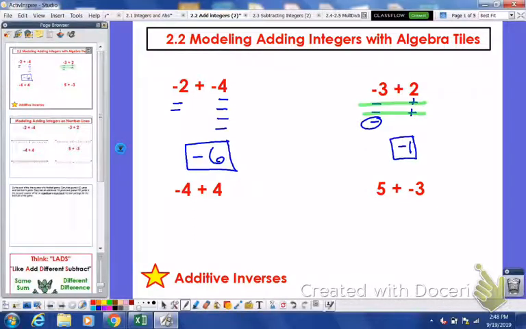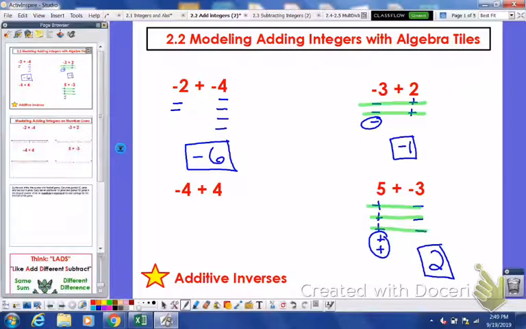Okay, and I'm going to go in a circle here. So 5 plus -3. So we have 1, 2, 3, 4, 5 positives versus 1, 2, 3 negatives. Again, match them up. So those 3 are gone. Left with 2 positives. So our answer is a +2. Make sure you're keeping the sign of whatever's left over.